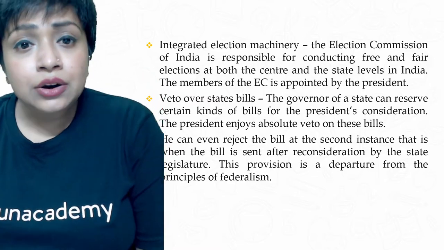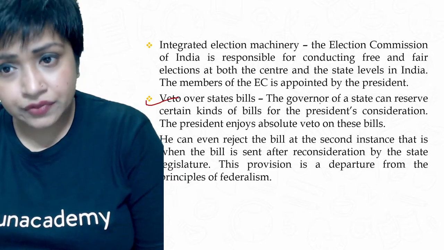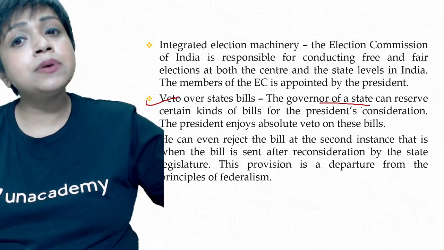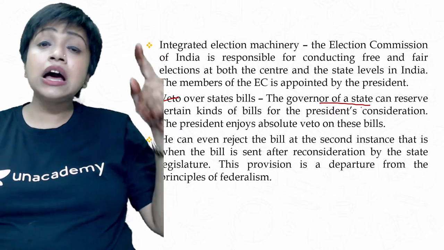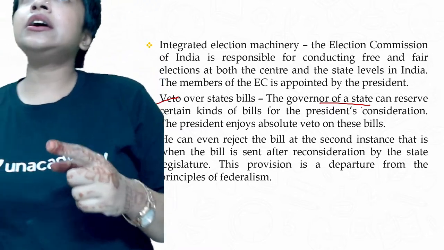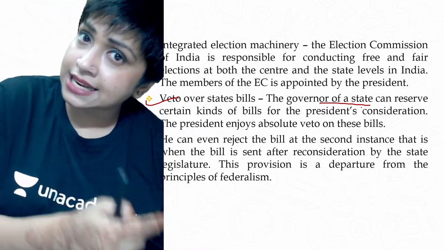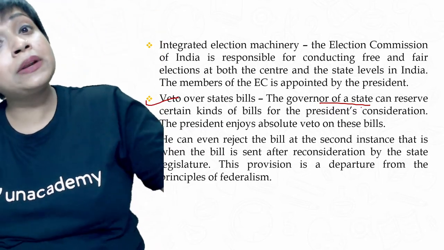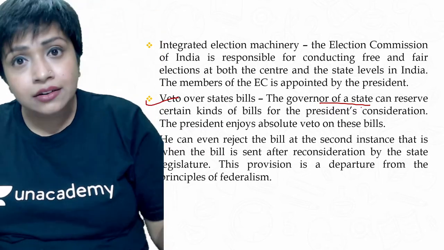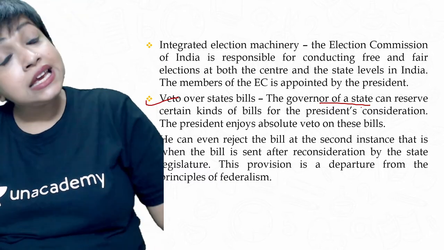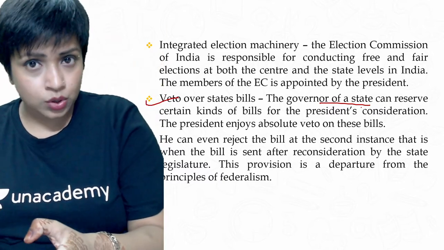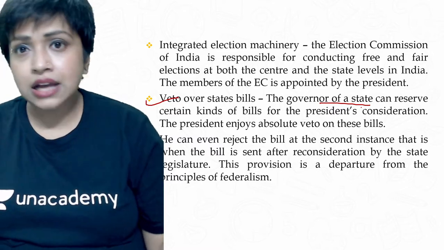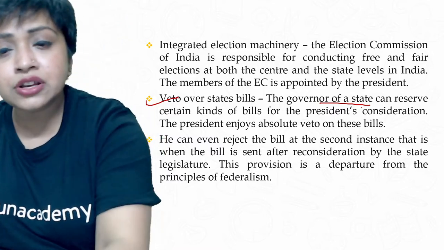Okay, now the governor of a state can reserve certain kinds of bills for the president's consideration. Now if a decision is being taken at the state level, why should it be reserved for the decision of the president, right? So again, not a true federation. He can even reject the bill if he wants. So again, an example of holding on to the unitary features.